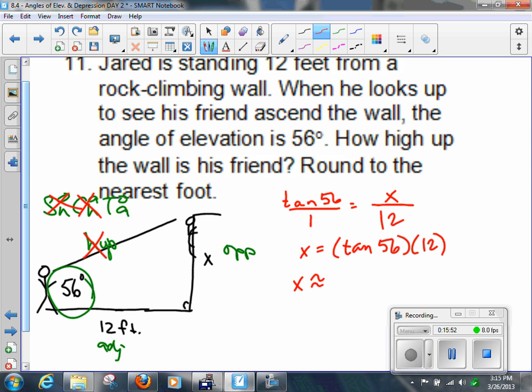And again, we're rounding to the nearest foot. 15.3, which is 15 feet, right? So he's 15 feet up that wall. Right on? Y'all cool with that?